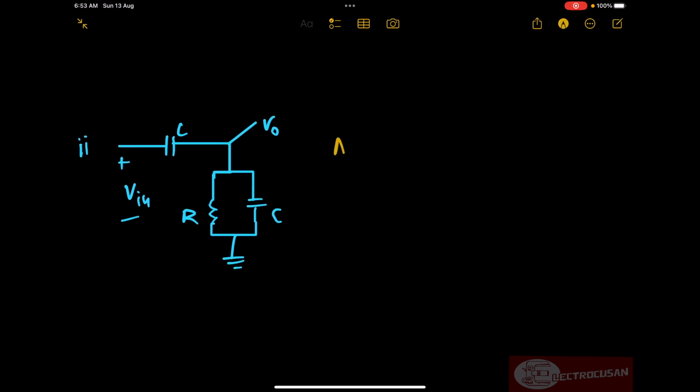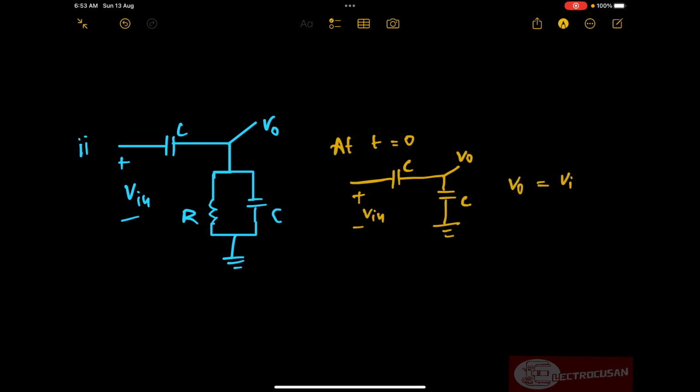Okay, so now at t equal to 0, what I have said is that this capacitance remains the same and this parallel combination becomes a single capacitance of the same value as given here. So this comes to be C, V and V out. Now, as I have said earlier, this is a capacitance voltage divider circuit. So what is the V out in this case? V out is equal to V in times C1 over C1 plus C2. As the values of C1 and C2 are the same here, this comes out to be V in by 2. Okay, at t equal to 0, V out is equal to V in by 2, right?